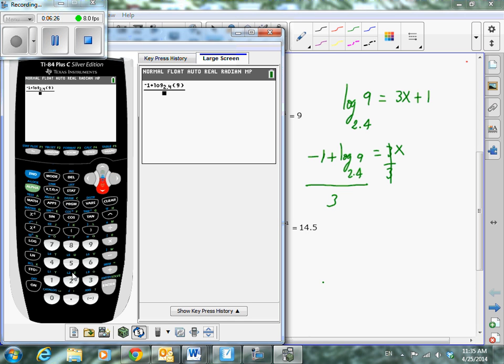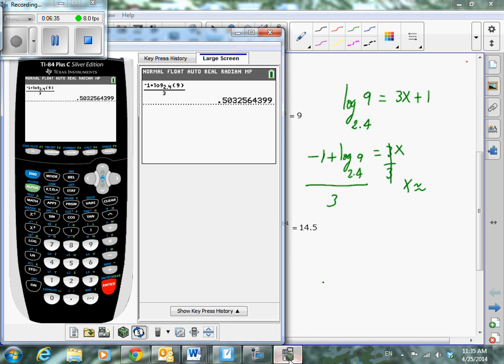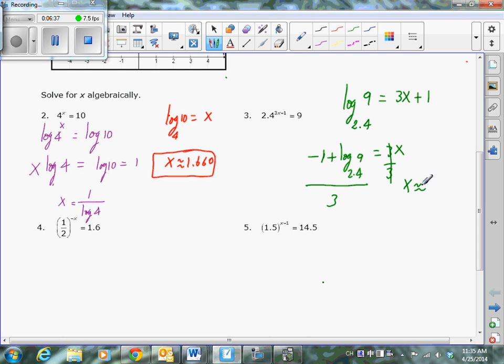Nine, and my denominator is 3, and I press enter. My x is apparently approximately equal to 0.503.